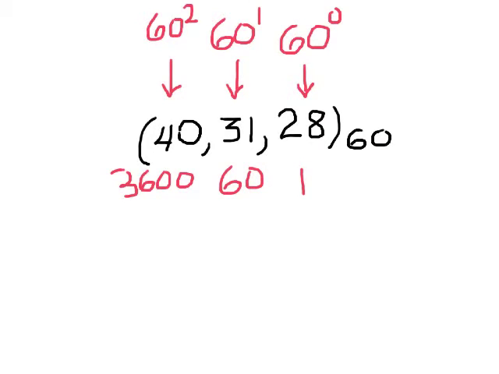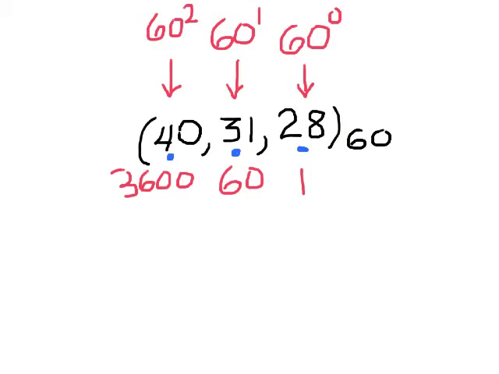So what this tells us is that we want to take, for each corresponding place, the number that's given to us in the original number, and multiply it by its corresponding base value. So in this case, we're going to take 28 and multiply by 1, 31 and multiply by 60, and 40 and multiply by 3,600. Another way to think about this is that we have 40 3,600s, we have 31 60s, and we have 28 ones.